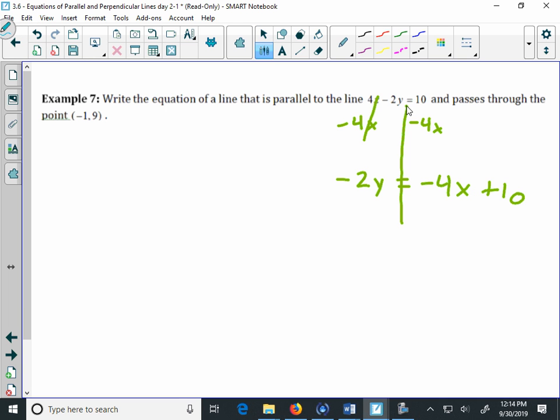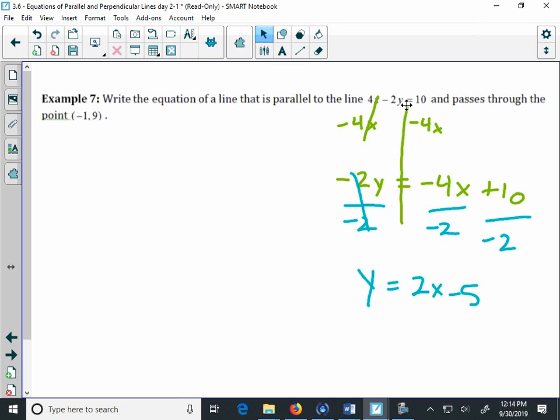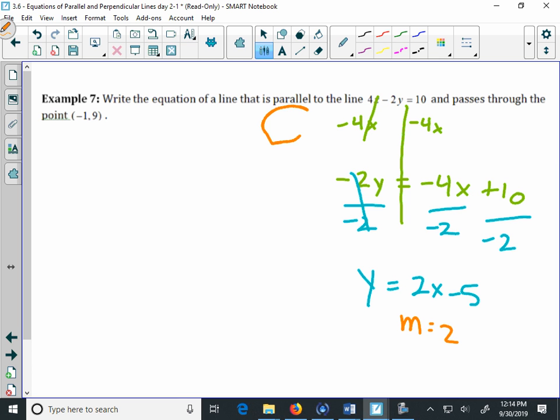What do we need to do? Divide by negative 2, like you were before. Really weird. So get y is equal to negative 4 over negative 2 is what? 2. And what's 10 divided by negative 2? Negative 5. Now looking at this equation, now that it's in slope-intercept form, we can find the slope. What's the slope of this line? 2.